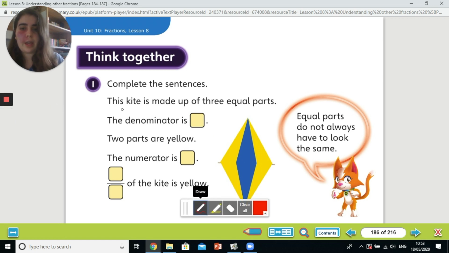So, if our kite is made up of 3 equal parts, what would our denominator be? Our denominator would be 3. 2 of our parts are yellow, so our numerator would be 2. So 2 parts out of our total 3 are yellow, and we would say this fraction as 2/3. Have a house point if you got that right.